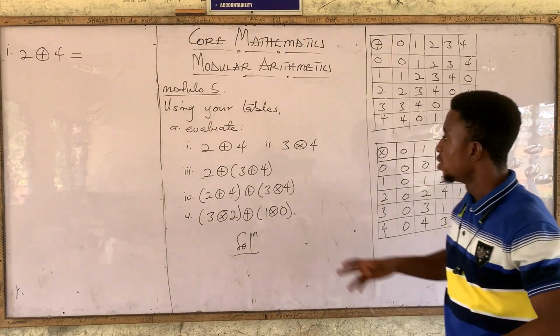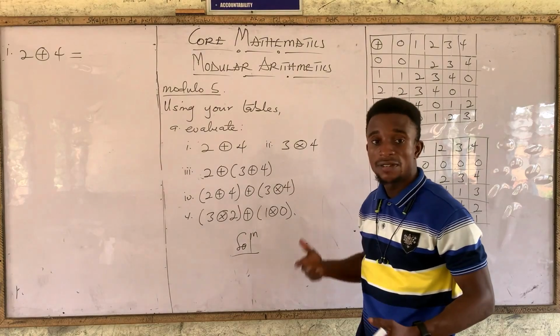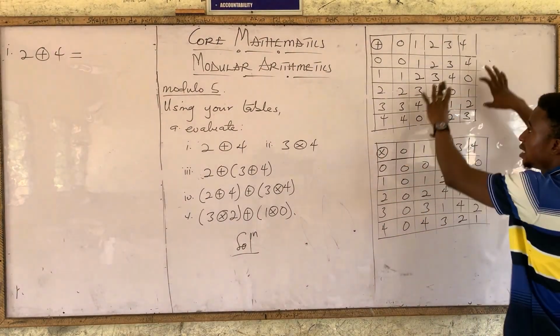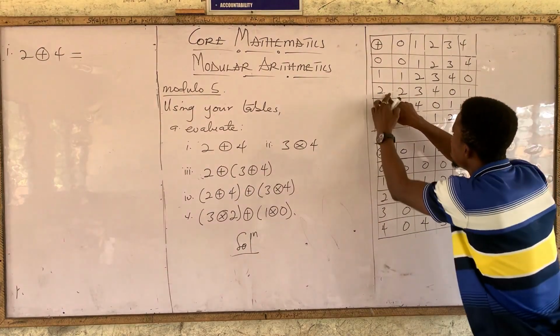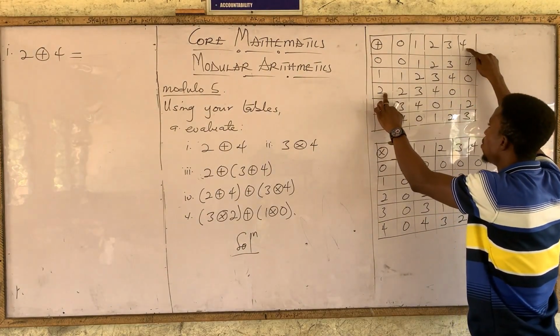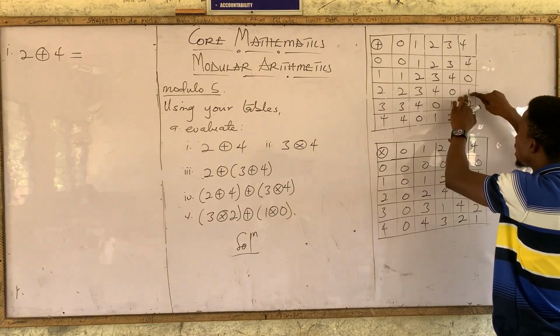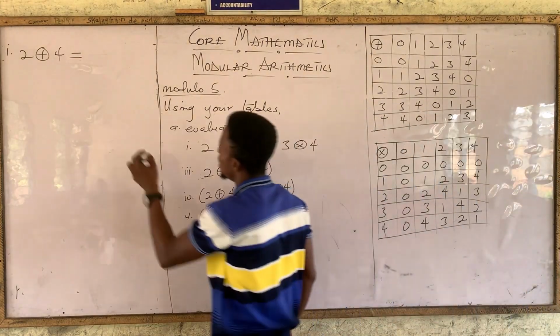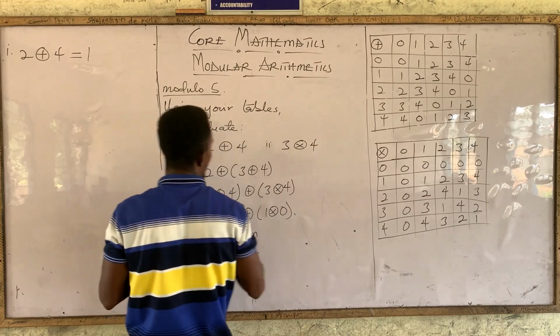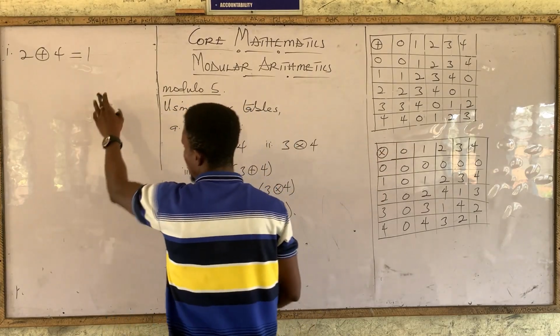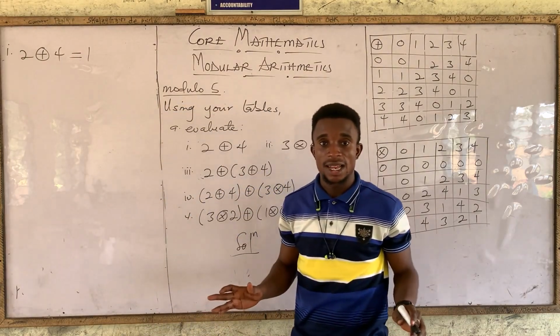So let's proceed. We are saying that 2 plus 4 is giving us what? Then we come to the table. This is the addition, the plus table. So this is the 2 and this is the 4. Where are they intersecting? That is the answer there, 1. So you don't have to calculate anything since you are using the table. Look into the table, check for the answer, then you come and put it. Please, are we getting that?